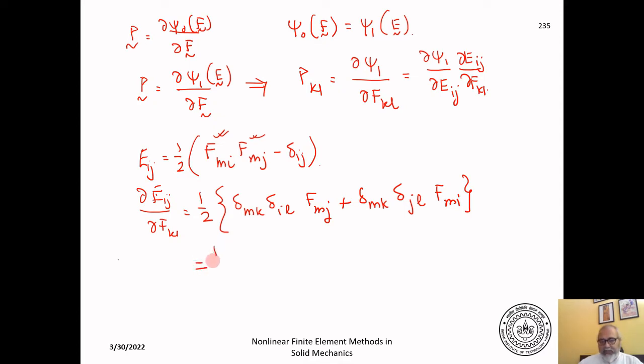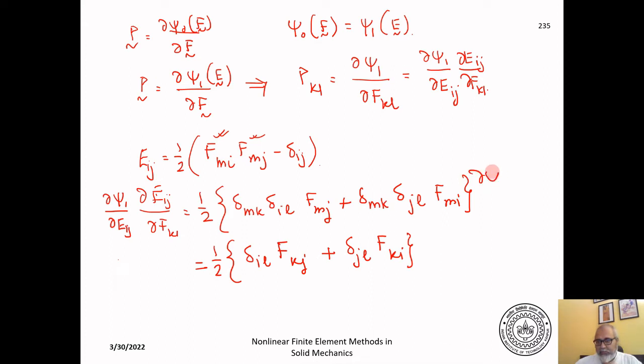I can simplify this a little bit further. So this m can knock off, so I'll have delta_il F_kj plus, this will knock off this, delta_jl F_ki. Okay, so now plug this in here. So let us multiply this by del chi 1 by del E_ij, where i and j are the repeated indices.